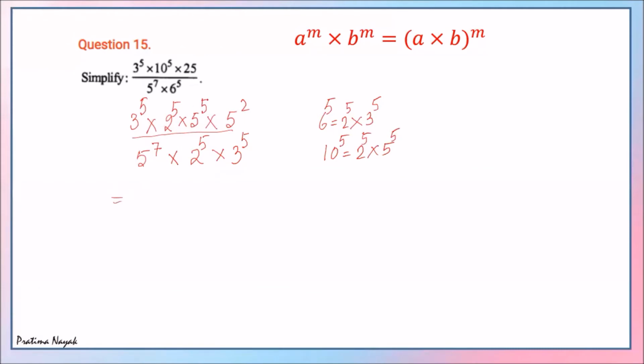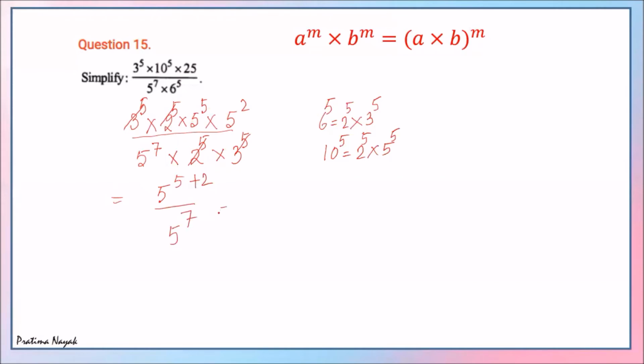Now it is the simplification. I'm cancelling 3 to the power 5. I'm cancelling 2 to the power 5. Now see what is in the numerator. The numerator is again 5, and the powers are 5 and 2, so I can add 5 and 2.